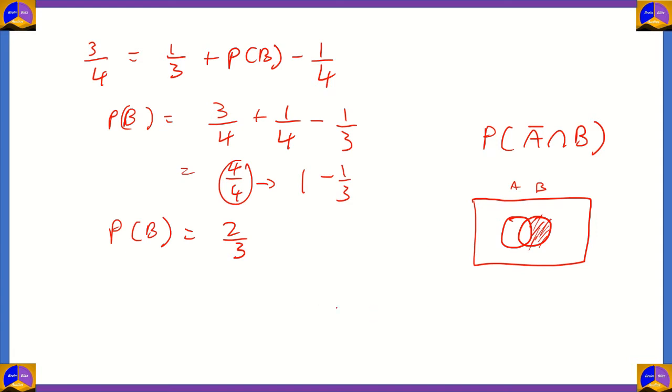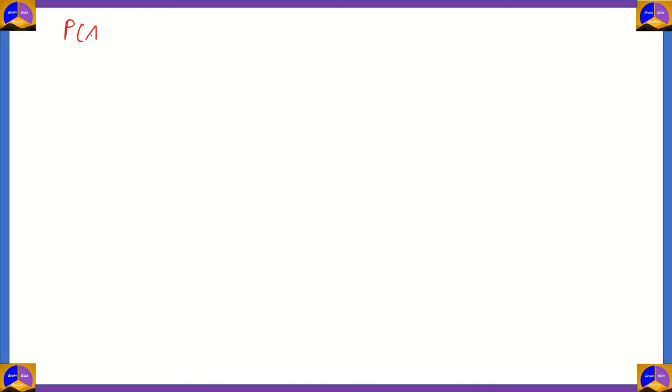So we can write the probability of A dash intersection B as P of B, that is the whole of that, minus P of A intersection B. Because if you see, you have the set B here, but then the sliver that is A intersection B is being taken out of it to form A dash intersection B. So this formula is valid. Let's write that formula again: P of A dash intersection B is equal to P of B minus P of A intersection B.